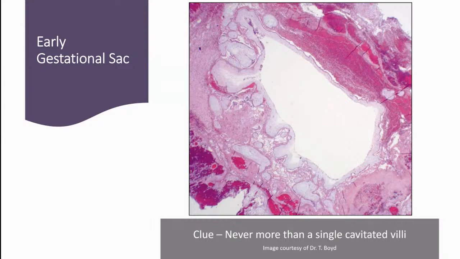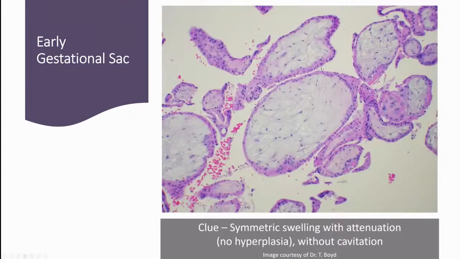Usually this is what people see, and they see the chorionic cyst or the chorionic plate forming this empty cyst and some club-like villi around it, plus or minus some degeneration, but no embryo. And the clue is there's never more than a single, quote unquote, cavitated villus. So if you see that and you see the tripled primary villi radiating out around the lesion, then think about that possibility.